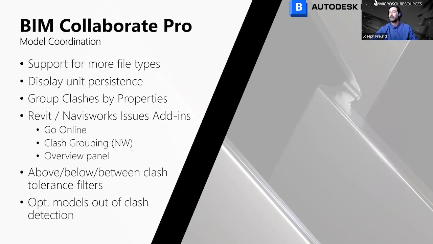All right, and then finally, you can opt models out of clash detection. So no need to be waiting for all of those clashes to finish. If you don't want the full matrix of clashes available to you within model coordination, or you don't need those, you can opt those models out, and they won't process in the cloud.